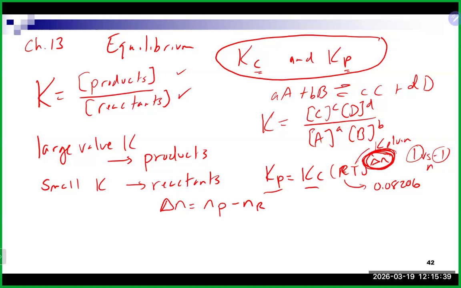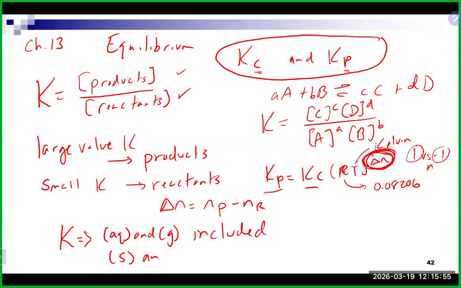The other really important thing we talked about with the equilibrium expression is that only things that are aqueous and gases get included. Anything that is a solid or a liquid is not included. So when you're writing those expressions, we are only looking at things that are aqueous and gas. Anything else in any other state, you just basically leave off.